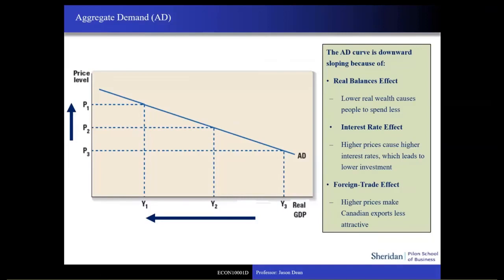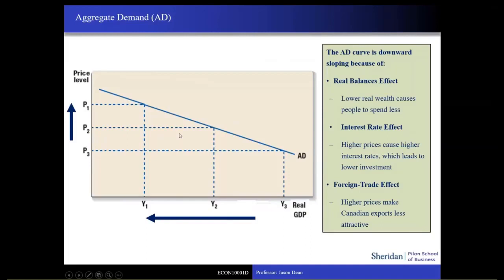Think of lenders. If you're going to lend money out to somebody, you're going to be compensated for your loss in purchasing power as a result of inflation. So the higher inflation is, the higher the nominal interest rate would be that lenders would want to charge people to borrow money. So there's a strong positive relationship between the price level and interest rates.